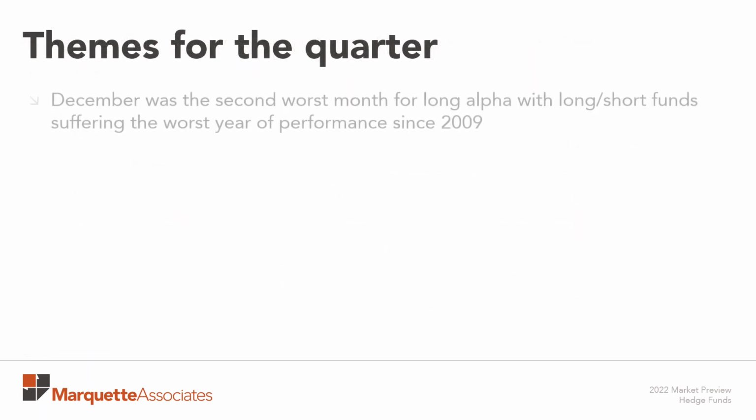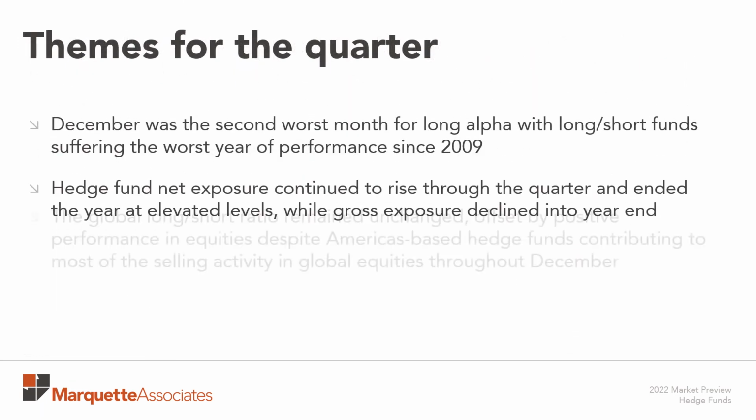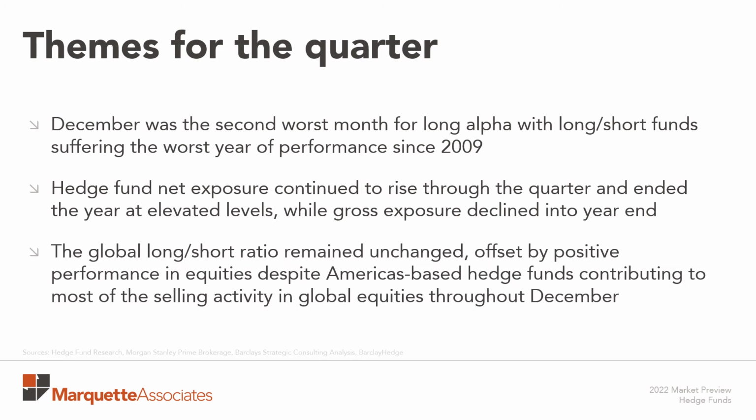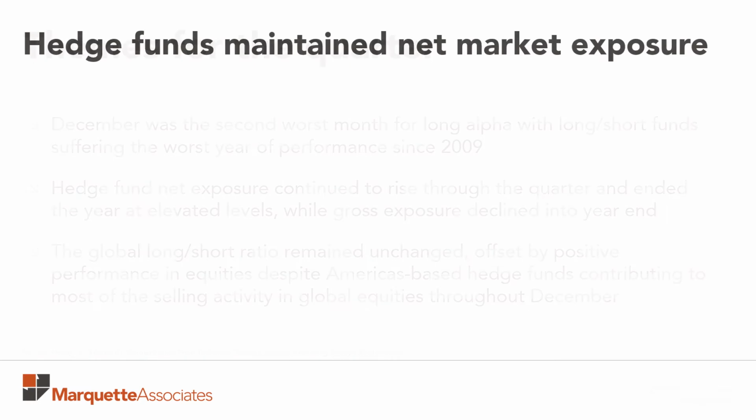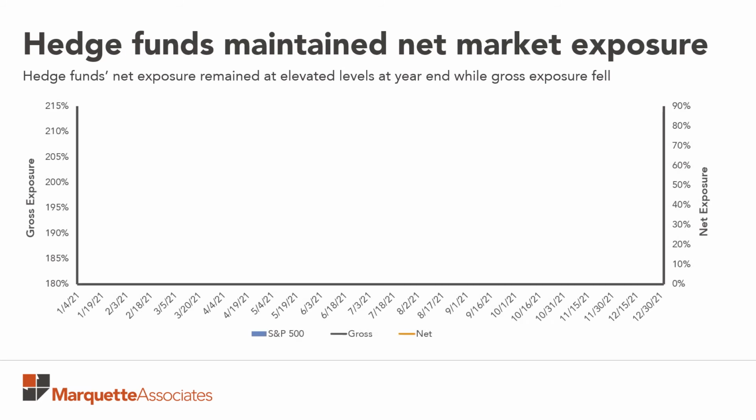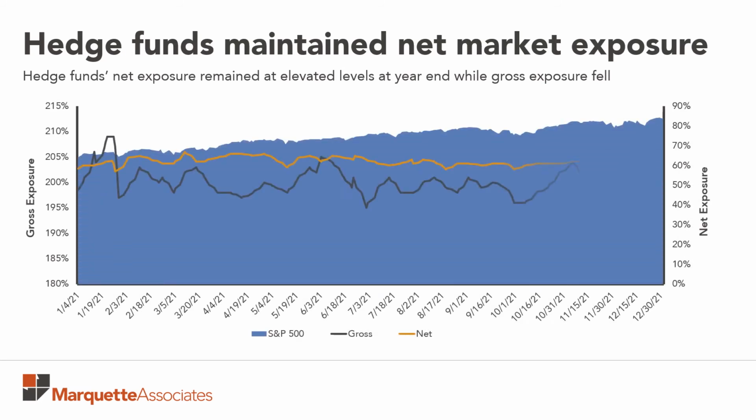Themes for the quarter, one of the most notable ones was the poor performance for alpha on the long side. Long-short equity funds, particularly in the United States, suffered one of their worst months of long alpha since 2009. And while overall net exposure remains elevated, we did see gross exposure come down significantly towards the end of the year. This chart nicely displays that exposure across net and gross.